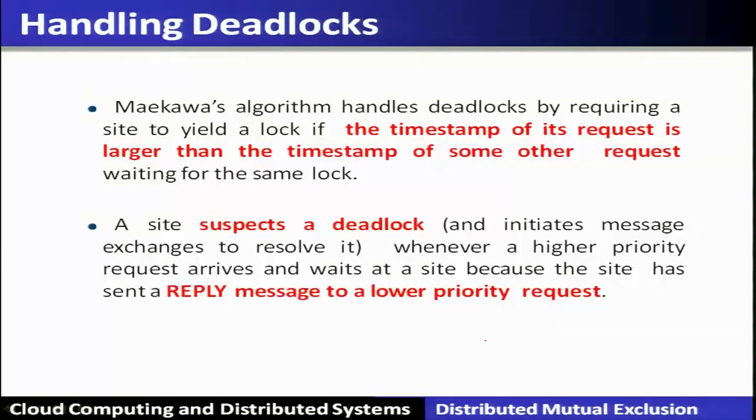That means it has a provision of yielding a lock. If a higher priority process comes and finds that the reply has already been sent to a low priority process, then the lock will be yielded and given back to the higher priority process. Therefore, this way the deadlock will be broken up. Let us see how Maekawa's algorithm does this concept of yielding.